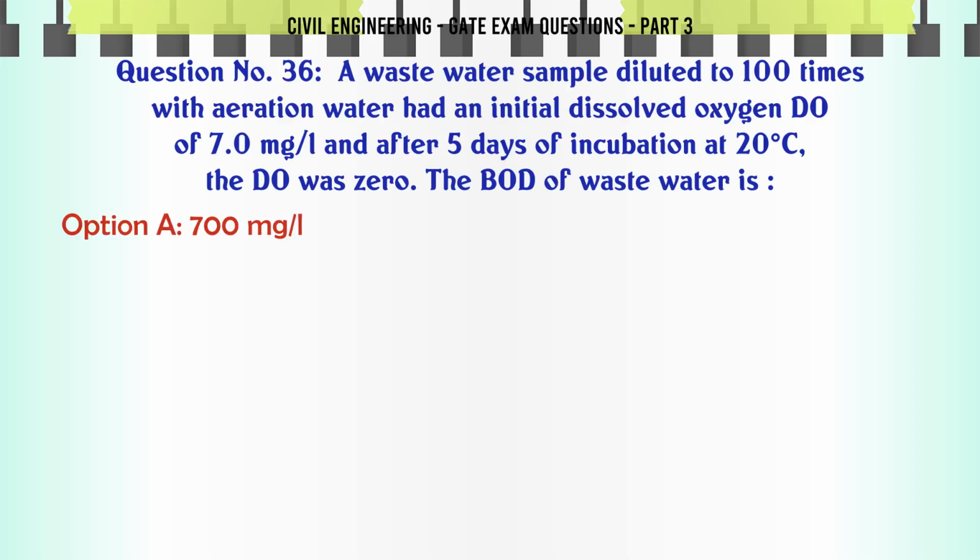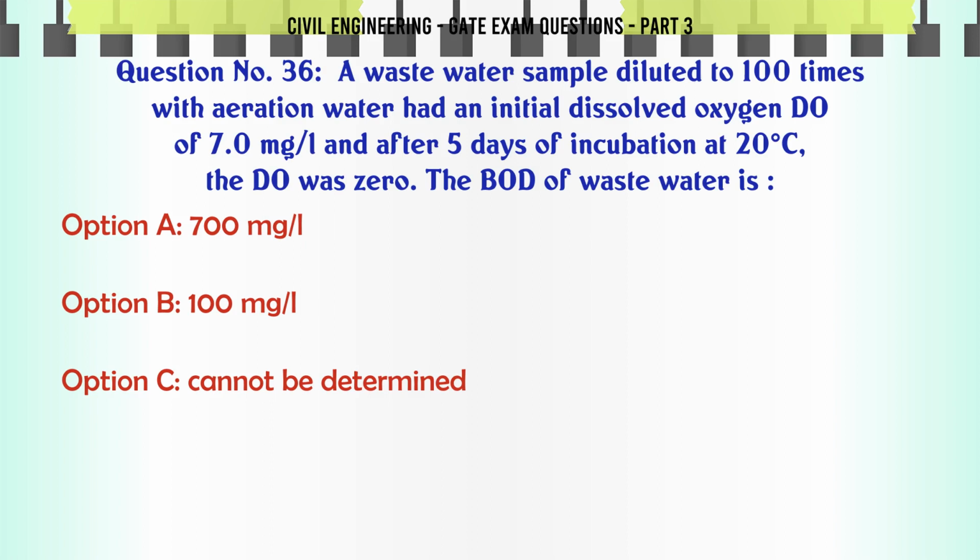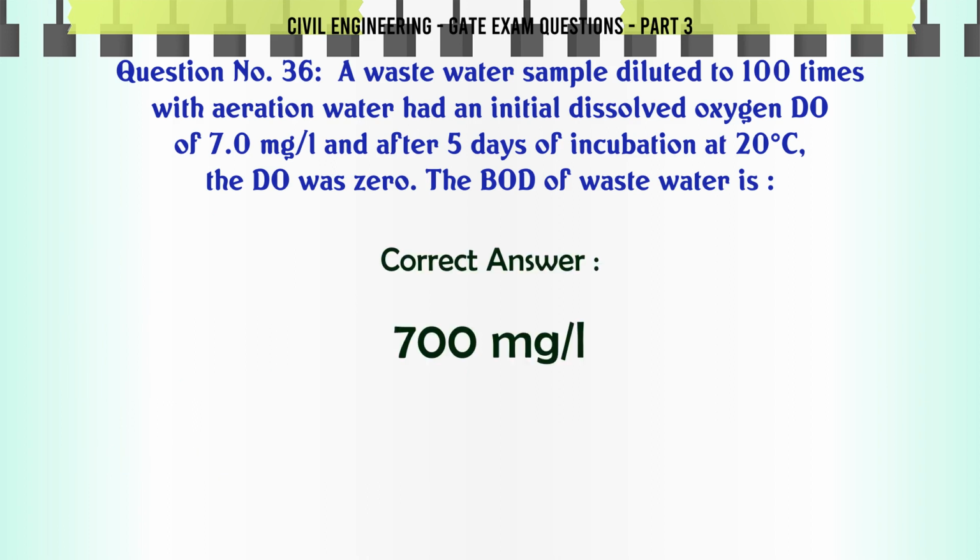A wastewater sample diluted to 100 times with aeration water had an initial dissolved oxygen (DO) of 7.0 mg/L, and after 5 days of incubation at 20°C the DO was 0. The BOD of the wastewater is: A. 700 mg/L, B. 100 mg/L, C. cannot be determined, D. 7 mg/L. The correct answer is 700 mg/L.